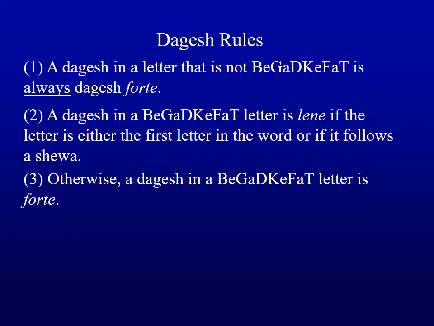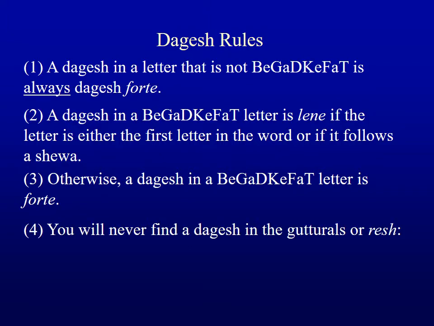There is one more rule that we haven't talked about, and that is this. You will never find a Dagesh in the gutturals or resh. So that means these 5 letters will never take a Dagesh. The gutturals are aleph, ayin, hey, and chet. So you'll never see a Dagesh in those 4 gutturals, and you will never see a Dagesh in a resh. Gutturals and resh. Aleph, ayin, hey, chet, resh, never take a Dagesh.